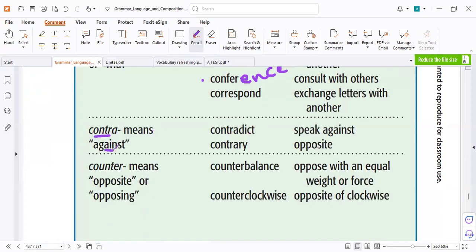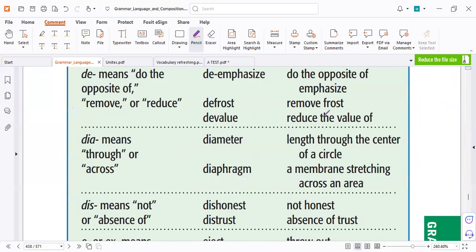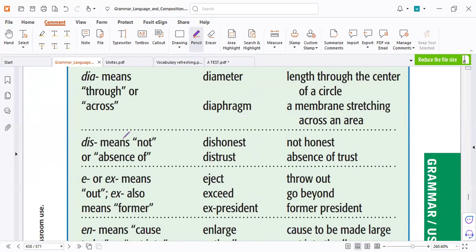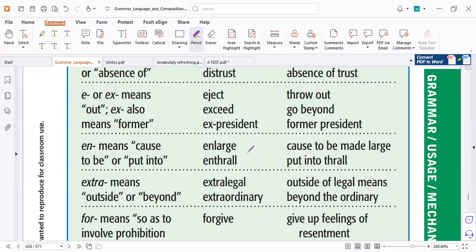Contra means against, and dict means information, means words, like diction, dictionary, dictation. So contradict means words opposite to words. So speak against an idea. That's why, when you study the prefixes, remember you should memorize the prefix and the meanings. So when I look at any word, I know.